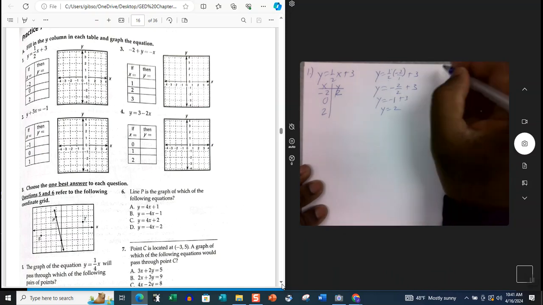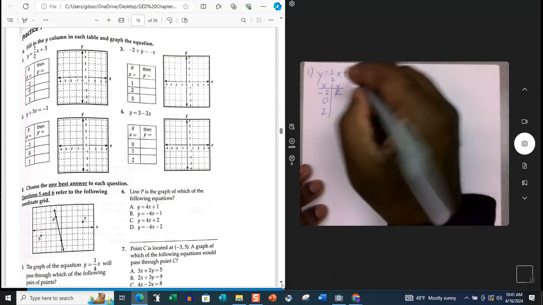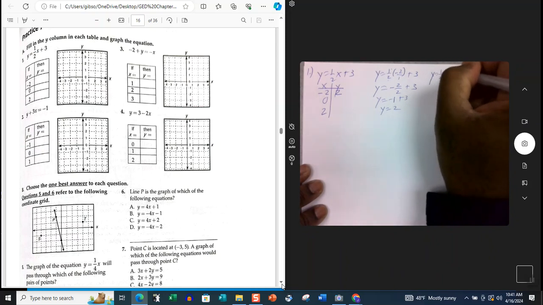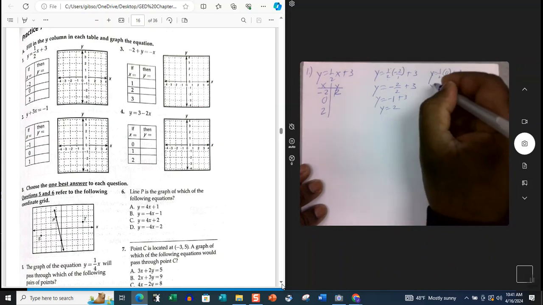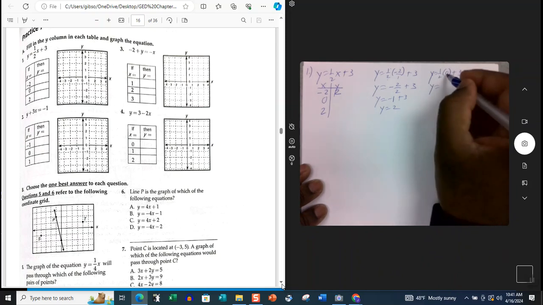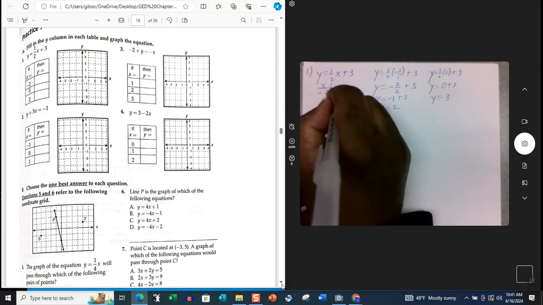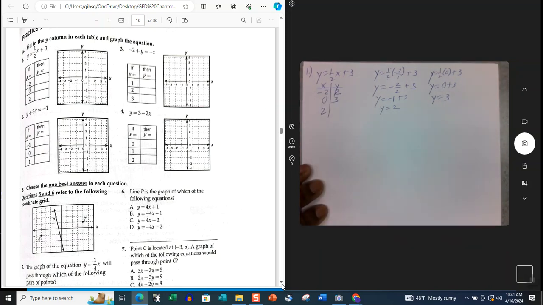Now we go to the next. We'll take the same equation and this time substitute in 0 for x. So now we have y equals 1/2 times 0, which is 0, plus 3. So y is equal to 3. So we have 0, 3.